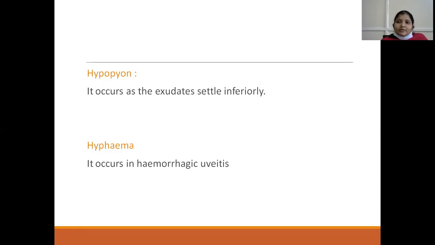Next is hyphema. So what does hyphema mean? There is blood in the anterior chamber. It occurs due to hemorrhagic uveitis caused by viral infection, that is herpes simplex uveitis or herpes zoster uveitis, as well as traumatic uveitis, and in long-standing cases we see neovascularization of the iris. This can also lead to small bleeding and the blood gets collected in the anterior chamber inferiorly, leading to hyphema.